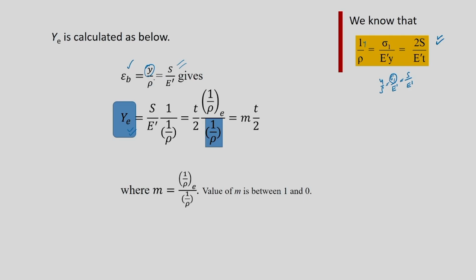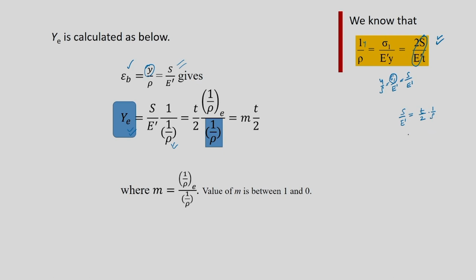So, ye is nothing but, I am going to take rho on the right hand side and write 1 by rho, because 1 by rho is what we generally refer to. So, this S by E dash ratio is nothing but T by 2 into 1 by rho, isn't it? So, S by E dash in this equation is nothing but T by 2 into 1 by rho.